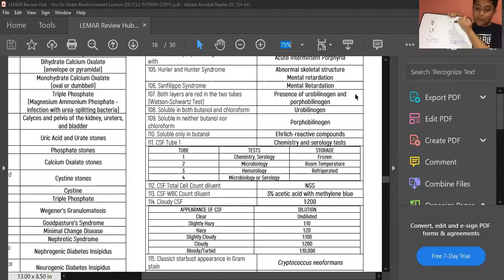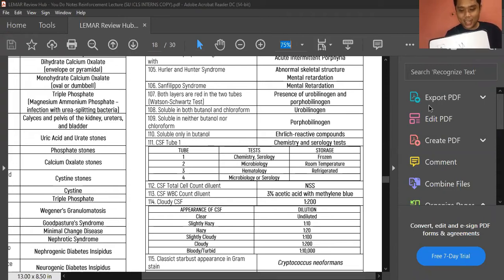So, you're expecting the upper layer to be color red, because your porphobilinogen cannot be extracted by chloroform. Take note of that. You have to remember the order of which is upper and which is lower. In the butanol tube, butanol is on top and urine is at the bottom. In the chloroform tube, urine is on top and chloroform is at the bottom. I hope you got that.